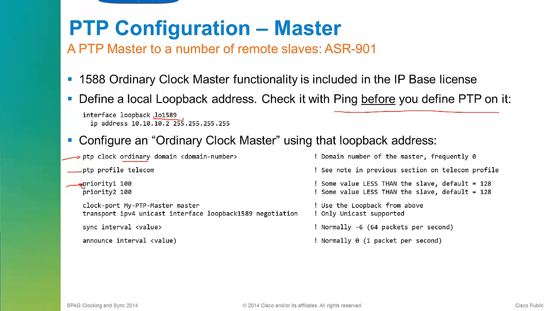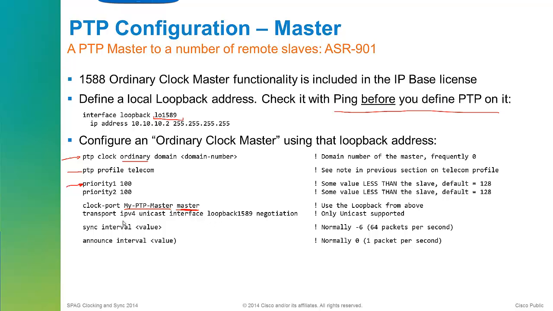So make sure you configure a master priority less than 128 and on the slave more than 128. We configure a clock port. We just give it a name. It's called MyTP master, and instead of slave we use the keyword master. So now we're defining the master side, not the slave side.